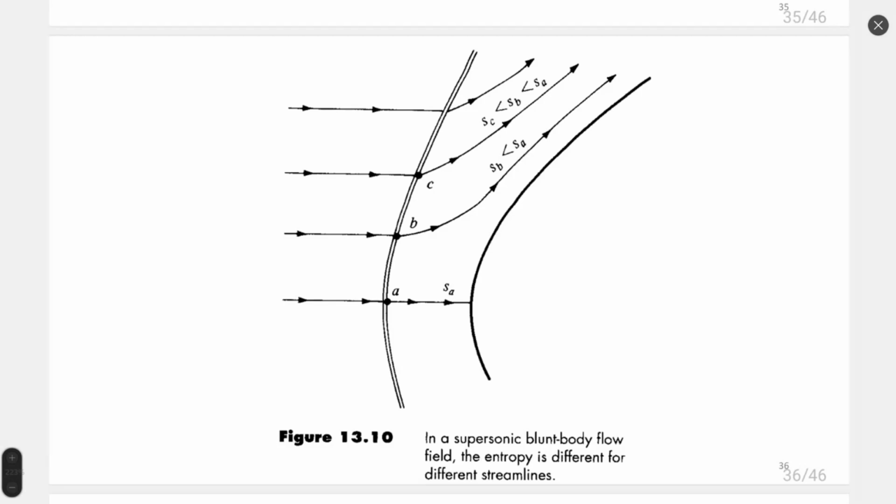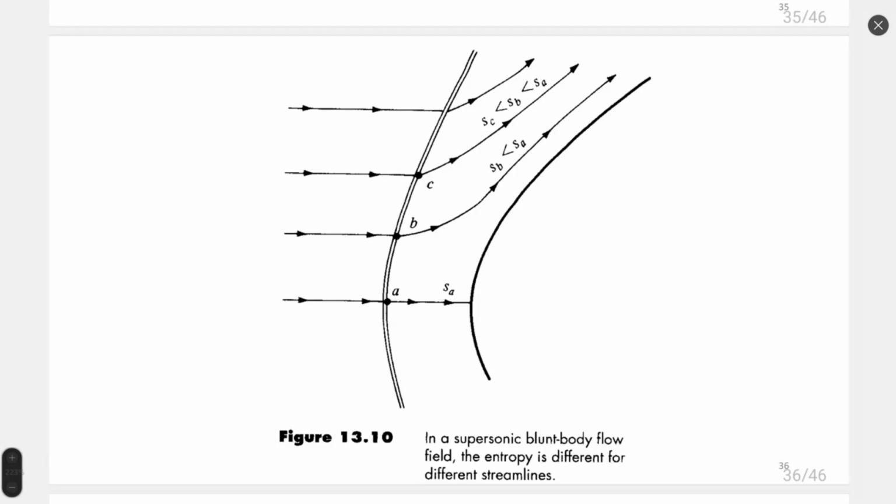You can see that streamlines are curved. For a blunt body, it always happens. It's very typical for a rotational flow that after the shock wave, streamlines do not have a straight direction. They are always curved, especially in the part of subsonic to supersonic transition.